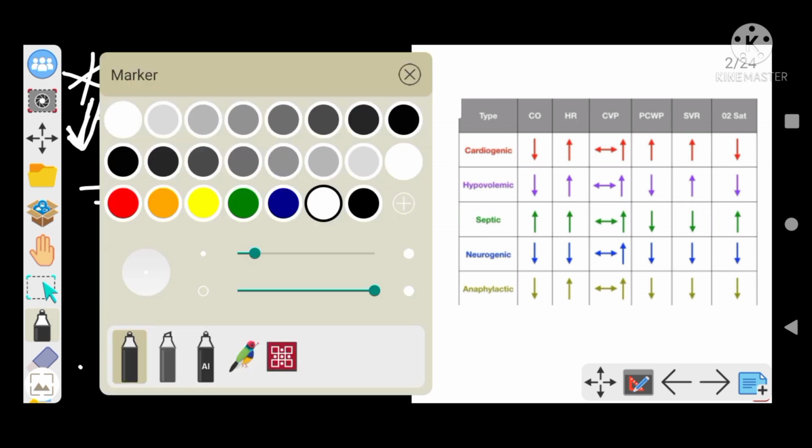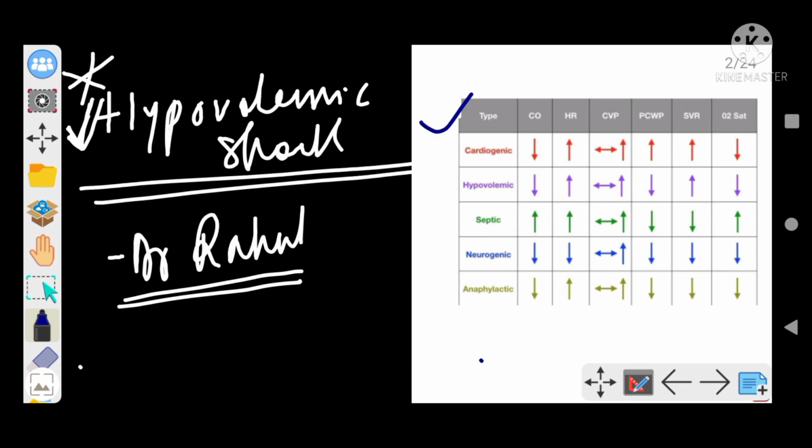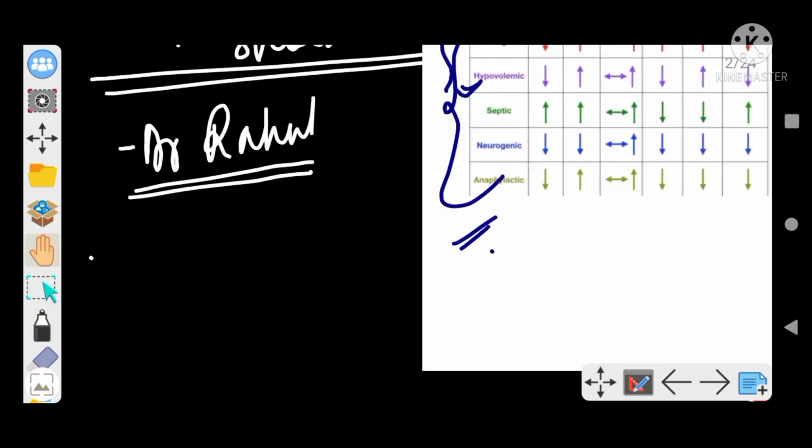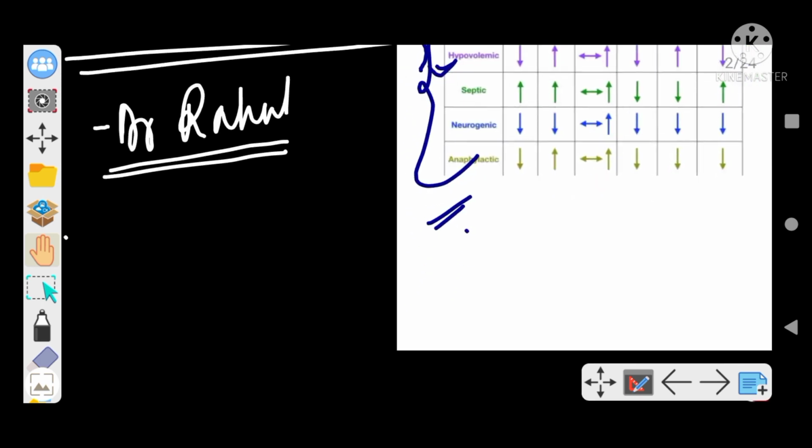For completion's sake, I gave you this chart where you can find cardiac output, heart rate, central venous pressure, then oxygen saturation, pulmonary capillary wedge pressure. So this shows how these parameters change with different types of shock. But from your exam point of view, hypovolemic shock is most important. So we will discuss hypovolemic shock, its classification, and we will see how these parameters change with each class of hypovolemic shock.